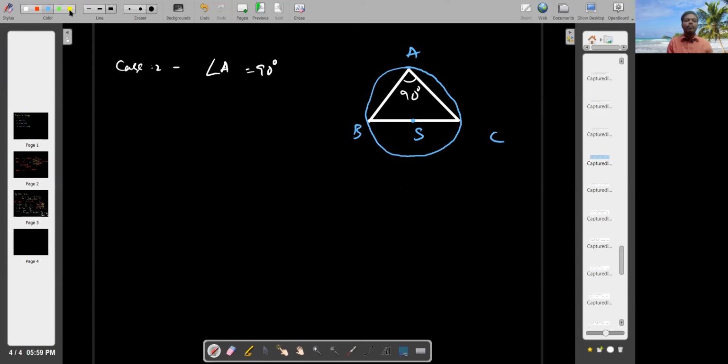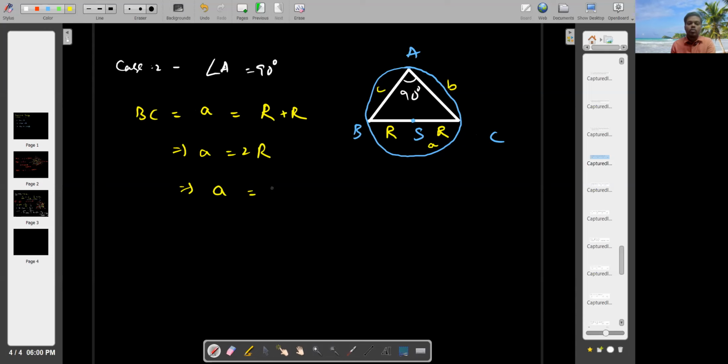Here the length of the sides: BC is A units, AC is B units, and AB is C units. SB is the circumradius, as well as SC, also circumradius. So here BC equal to A can be written as R plus R. That implies A equal to 2R.